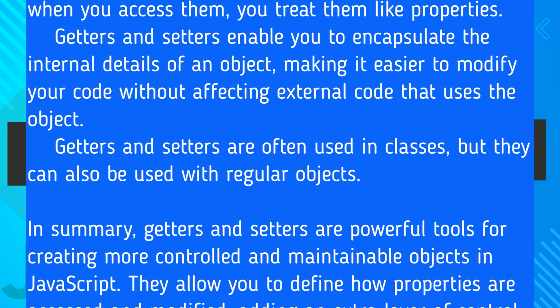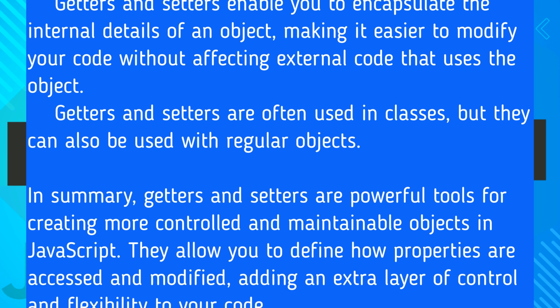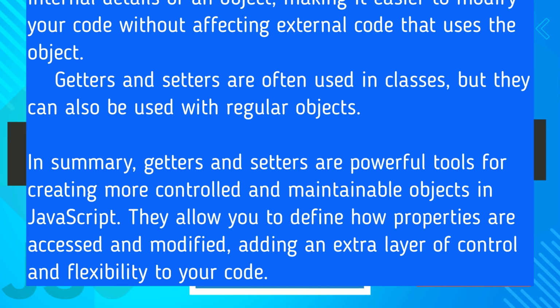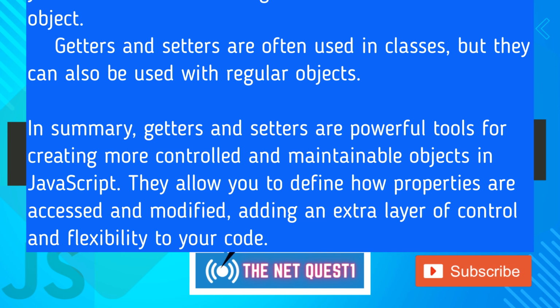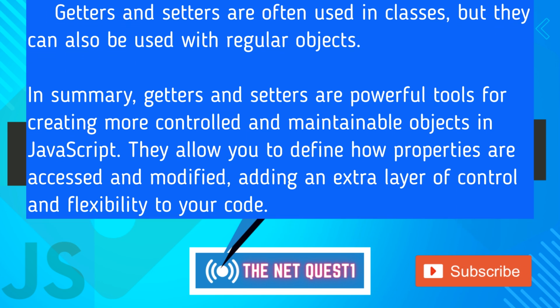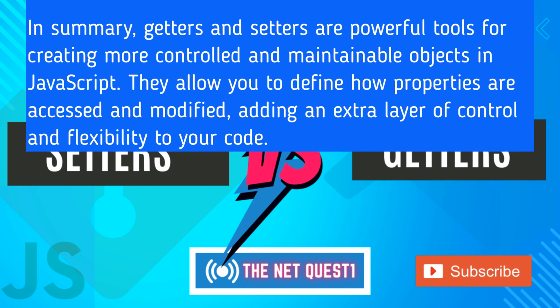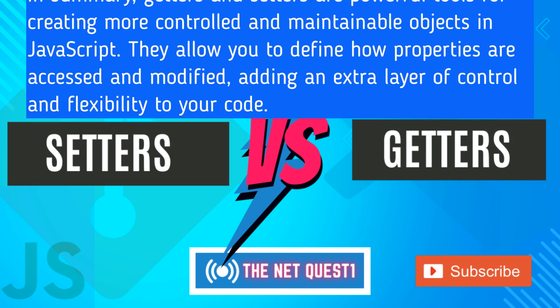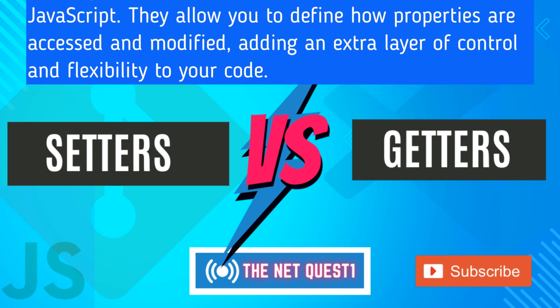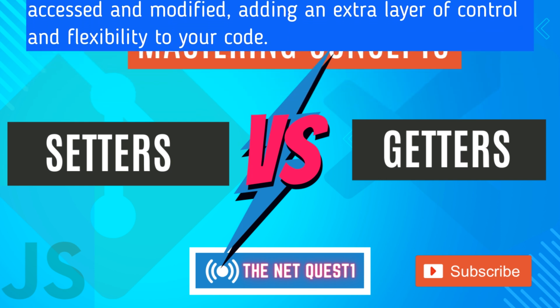Getters and setters are often used in classes, but they can also be used with regular objects. In summary, getters and setters are powerful tools for creating more controlled and maintainable objects in JavaScript. They allow you to define how properties are accessed and modified, adding an extra layer of control and flexibility to your code.